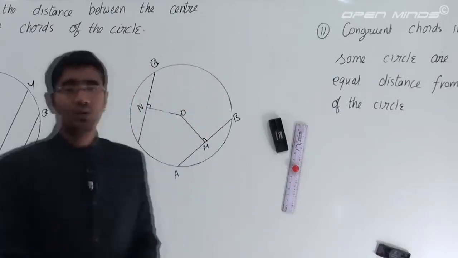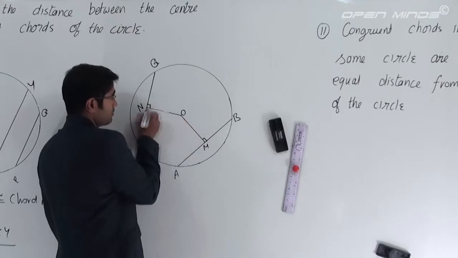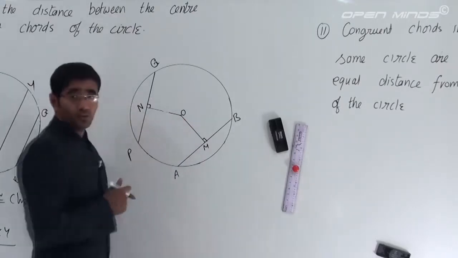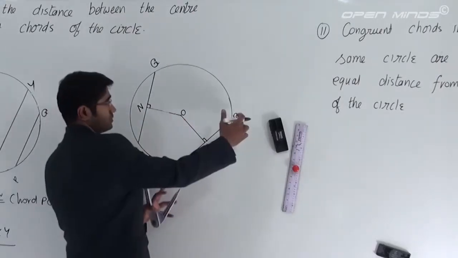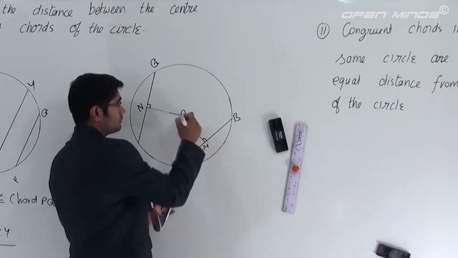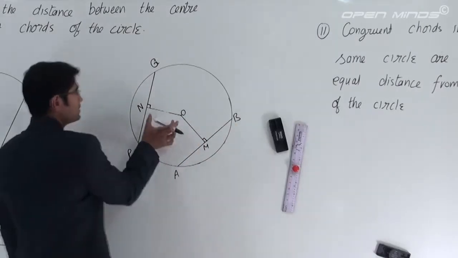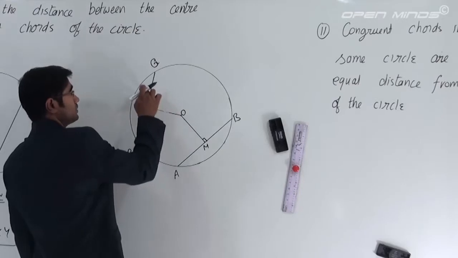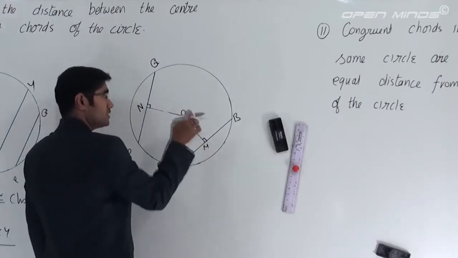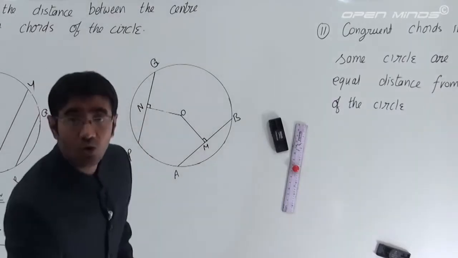Equal length. Now from the center of the circle, I draw a perpendicular ON to this chord PQ, which is equal, or congruent, to the chord AB, and I draw another perpendicular from O to the chord AB. So I have two lines now. That is the perpendicular distance from the center to the first chord, and that is the perpendicular distance from the center to the second chord. Are these two distances also equal in length?